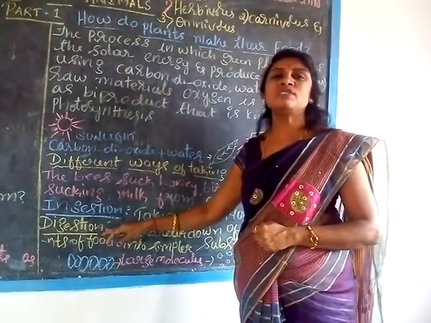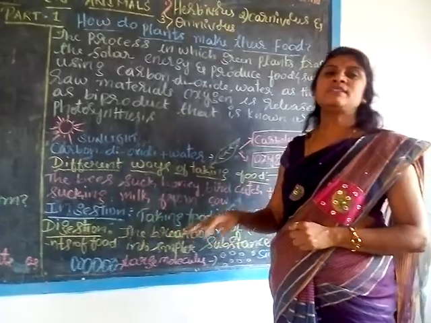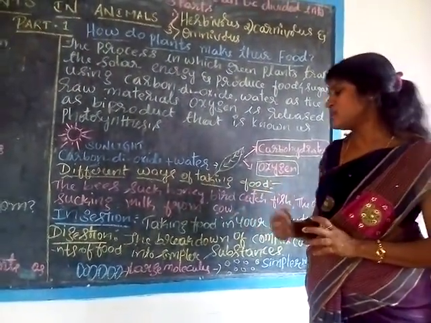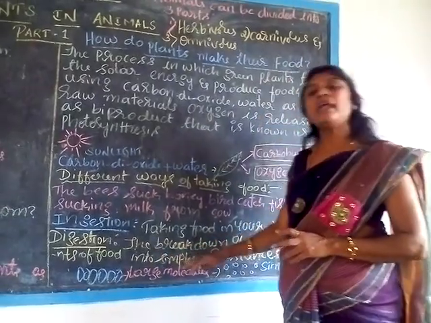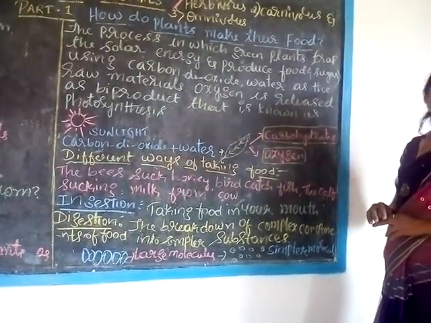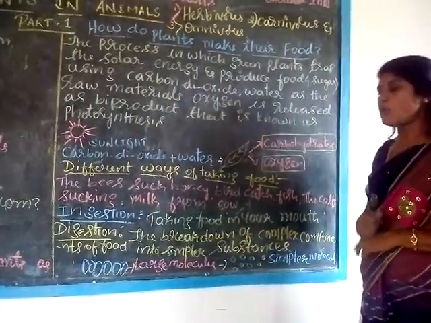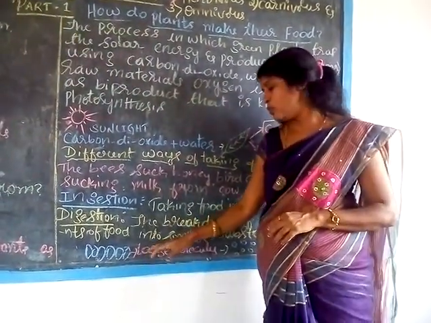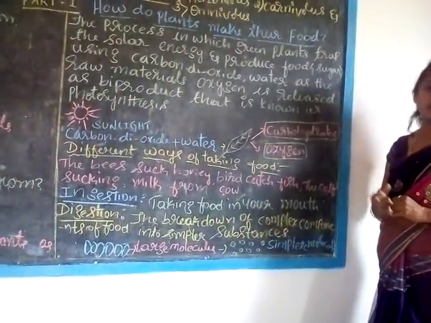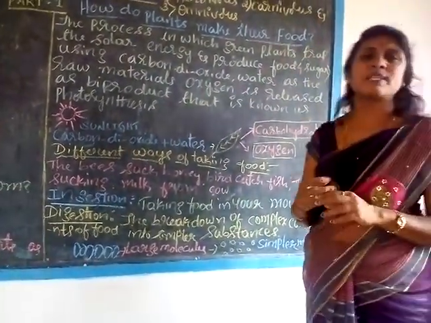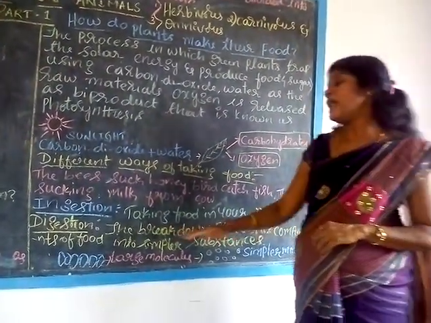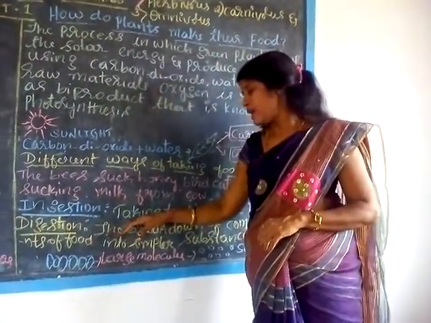Okay, let us see what the next word is. What is digestion? What do you mean by digestion? ಜೀರ್ಣಕ್ರಿಯೆ ಅಂತ ಕರಿತೀವಿ ನೋಡಿ ನೀವು. What does digestion mean? The breaking down of complex components of food into simpler substances. The breaking down of complex substances into simpler form is called digestion.